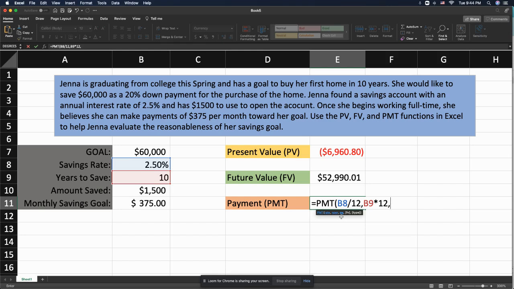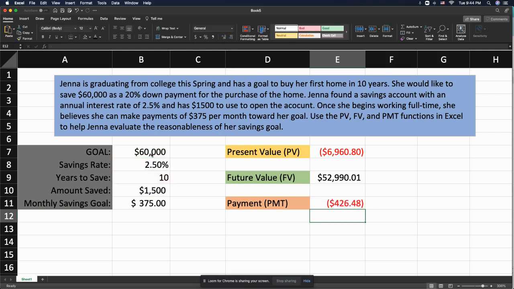present value, that's the money that she's starting the account with, and that's coming out of her wallet, so it's a negative $1,500. And then she does have a future value. In the future, she would like $60,000 in this account. So we'll click on that and close our parentheses. When we hit enter, we see that she needs to make a payment. Again, this shows as negative because it's money coming out of her wallet. So she needs to make a payment of $426.48 in order to meet that goal.